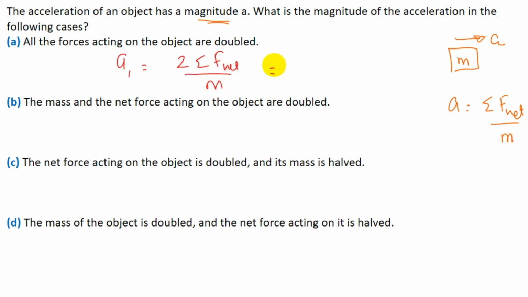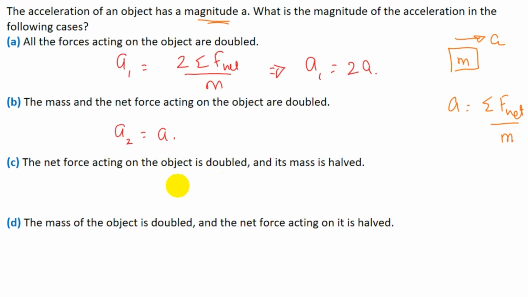So from here we can write that a would be 2 times a. So acceleration will also be doubled. Now next, in the b part, it says that the mass and the net force acting on the object are doubled. So mass is doubled and the net force is also doubled. So this 2 and 2 will cancel and the acceleration will remain the same. So in this case acceleration will remain the same.